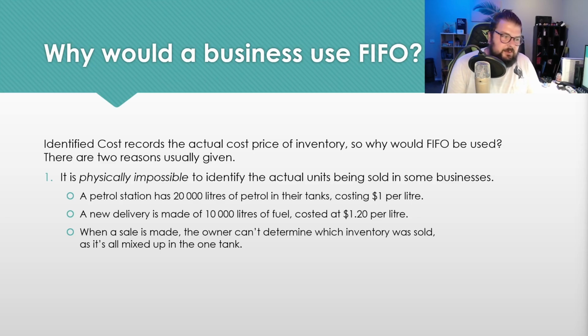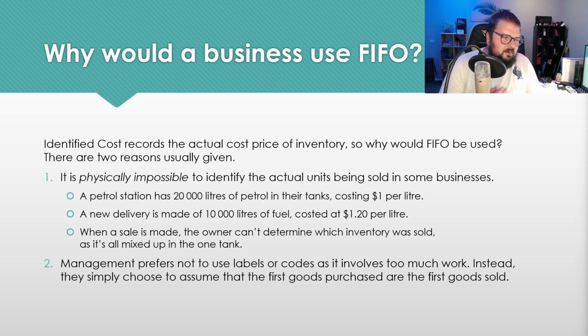The other time that we do it is when it's just going to be too much work. Identified cost quite often relies on the idea that each bit of inventory is labeled or has a code or something like that. Sometimes that's not going to be possible. You aren't going to individually label each banana that comes into your grocery store. You're not going to label each box of Cocoa Pops, things like that. So you just have to assume that what you purchase first is what you sell first. Okay.